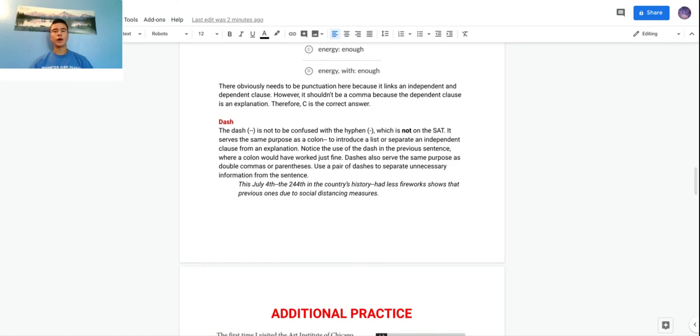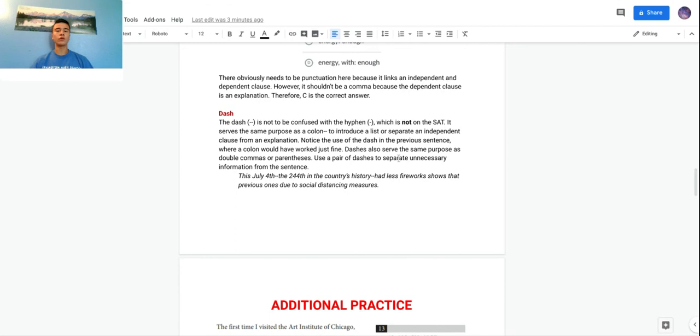And remember back when I was talking about commas, I said you could use a pair of commas to separate unnecessary information. You can do the same thing with dashes, and it's also in a pair. So dashes also serve the same purpose as double commas or parentheses. If you read the sentence, this July 4th, the 244th in the country's history, had less fireworks shows than previous ones due to social distancing measures. It would make sense if you didn't have this part within the dashes, but since it's unnecessary information, you should close it off with just two dashes.